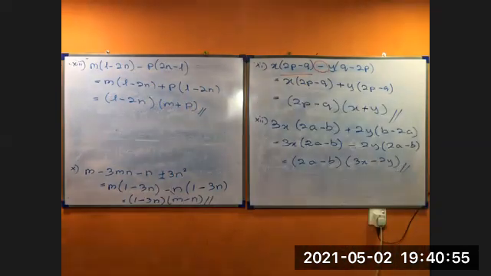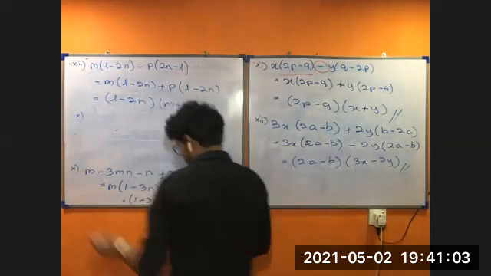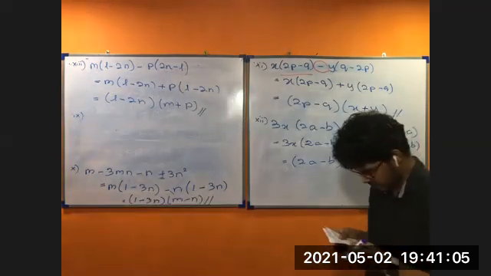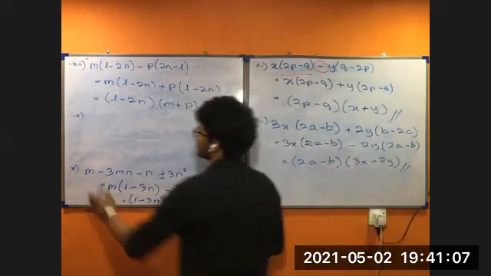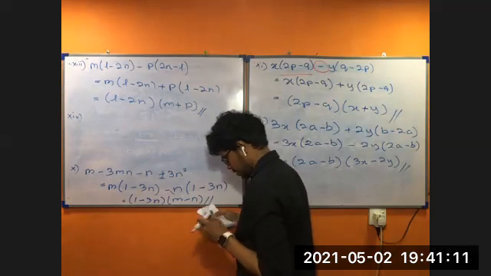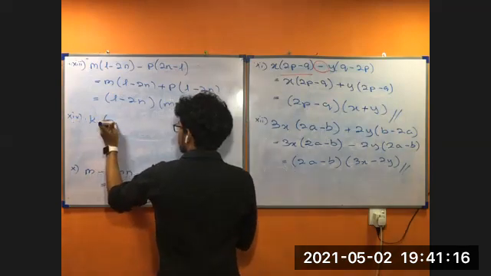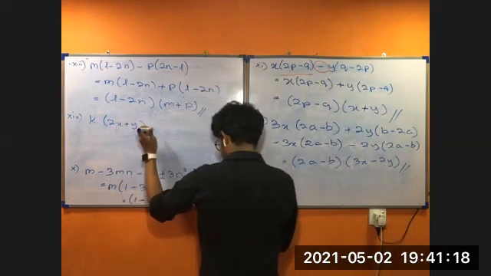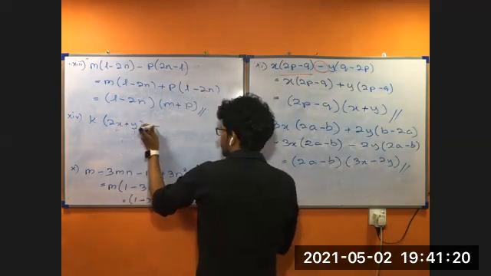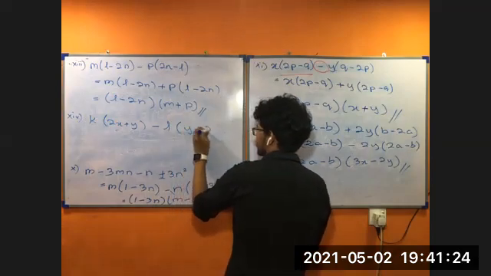Okay, so let me check the answers. So M plus P, L minus 2n, yeah, all of you got it correct. Yeah. Then the 14th one. K times 2x plus y, think carefully, minus L times y plus 2x.